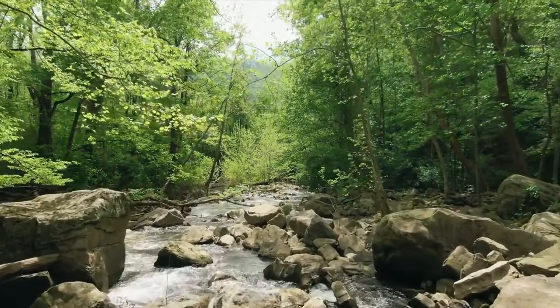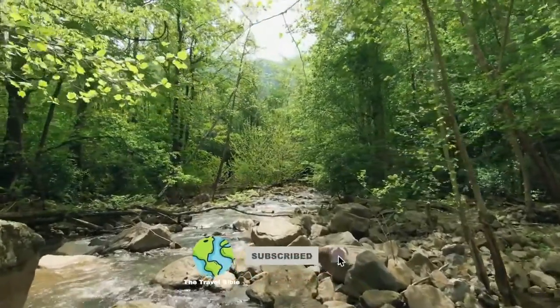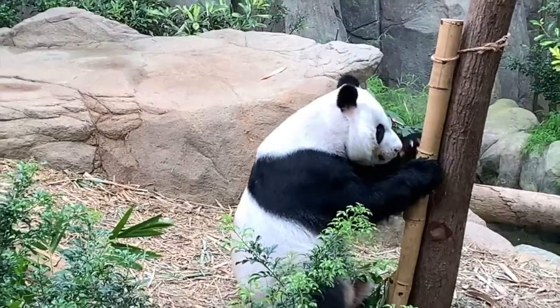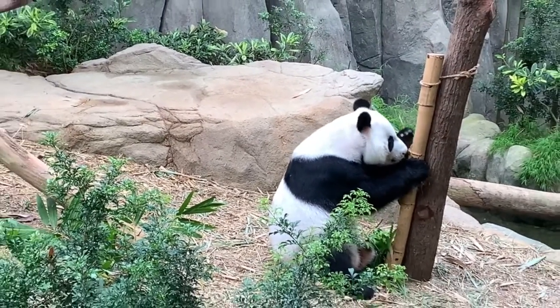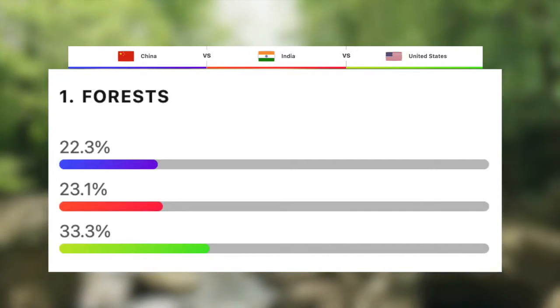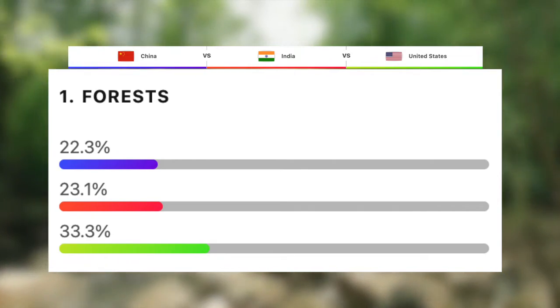Now let's take a look at their geography. First, we'll look at the percentage of their landmass that are covered in forests. Forests have a key role in removing pollutants and cleansing the air, and are great habitats for incredible animals. So the US takes the win here with 33%, India follows up with 23%, and just behind China with 22%.